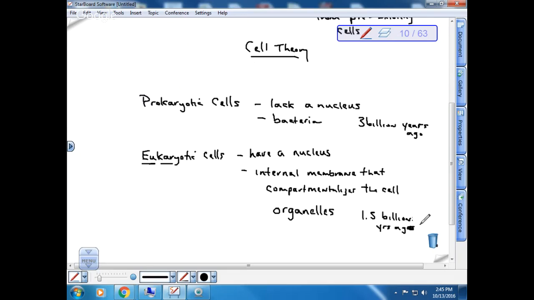Eukaryotic cells are much bigger than the prokaryotic cells. So these are smaller. And these are bigger.